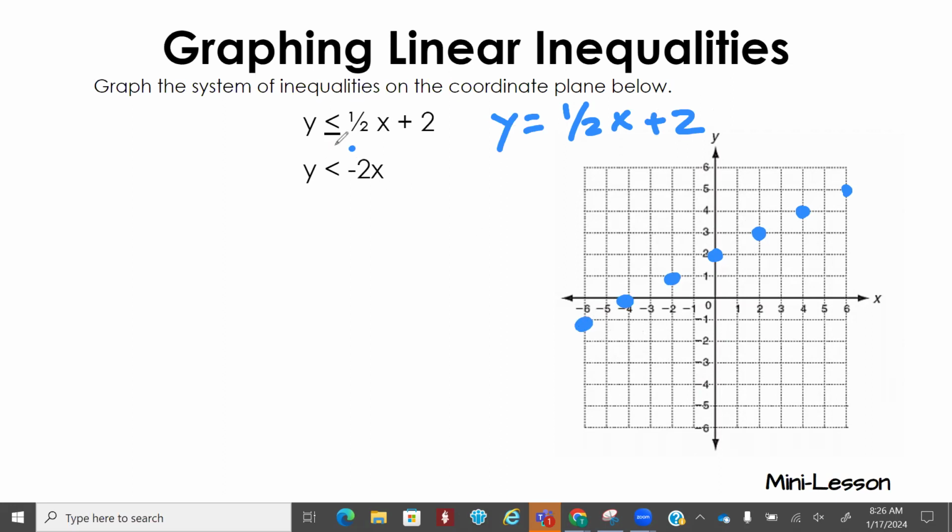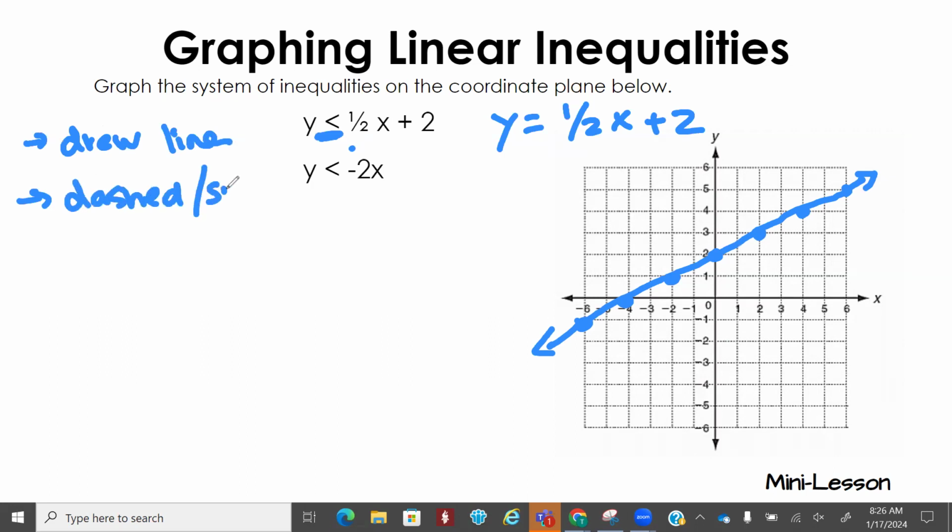Okay. Now, is this going to have a solid or a dashed line? Solid line. Everybody good so far? So I've plotted my points, and I've decided whether it was solid or dashed. Okay, so we drew the line, or plotted it, and then decided if it was dashed or solid. Okay, now the next thing is the shading. The shading is where it trips everybody up.